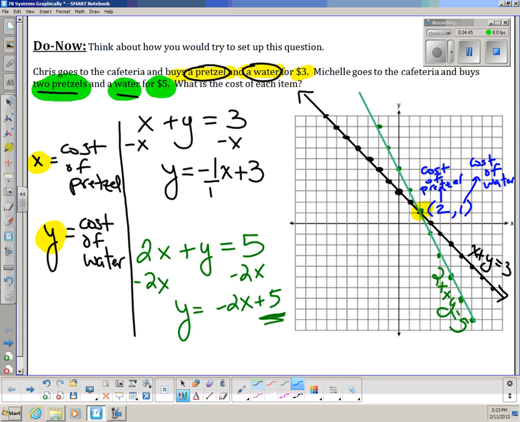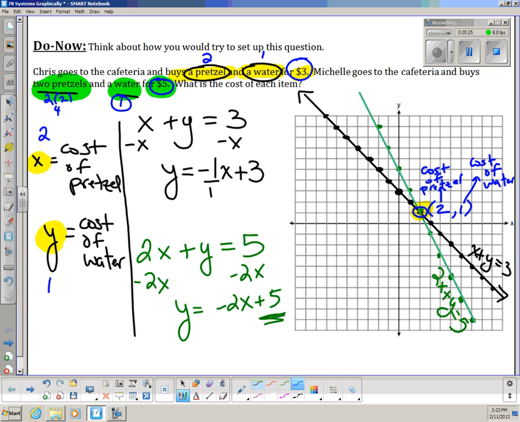And what's interesting about this is if a pretzel costs $2 and a water costs 1, we would find out Chris bought a pretzel for $2 and a water for 1, and that ended up adding up to 3. Michelle bought 2 pretzels, so she bought 2 times 2, which is $4 worth of pretzels, plus a water, and that it added up to 5. This point of intersection is essentially where the two lines meet, meaning that the costs for the water and the pretzel are the same at that point for each of the situations.